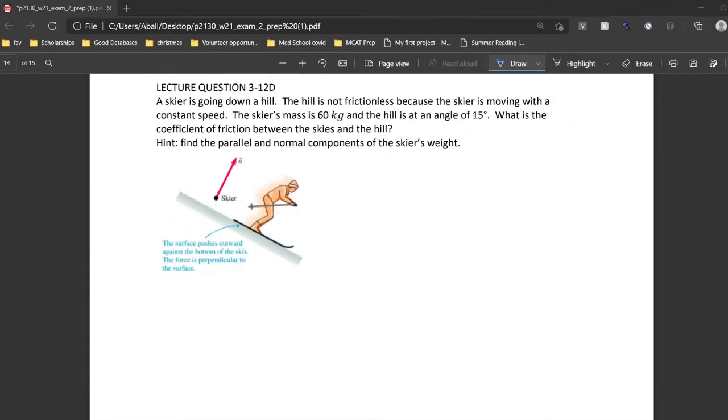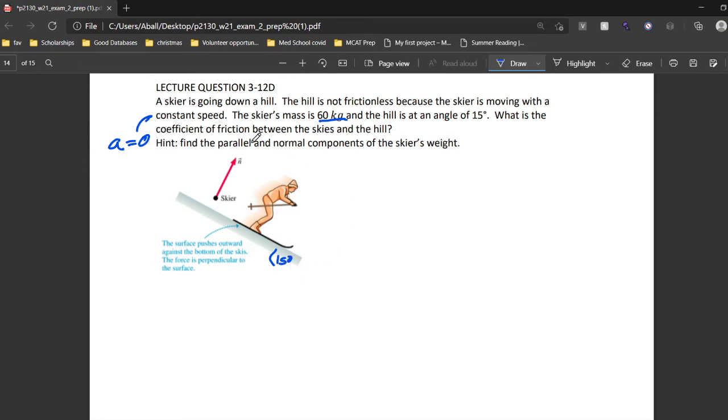Okay? Hope that makes sense. So moving along here, we have the last question for this set. We have lecture question 3-12D. And it says, a skier is going down a hill. The hill is not frictionless because the skier is moving at a constant speed. That means V is not changing. So V is unknown, but it's non-zero. A equals 0. The skier's mass is 60 kilograms, and the hill is at an angle of 15 degrees.